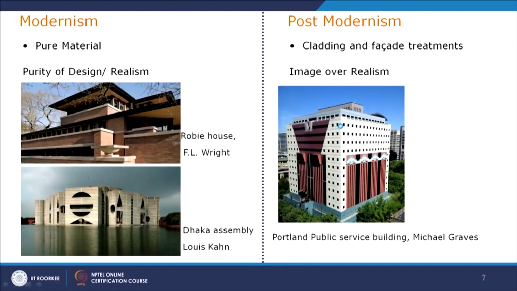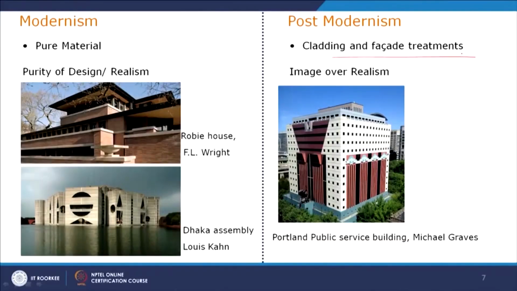Now pure material was there in the modernist movement. We have not seen a cladding of a material. What the material of construction was, was exposed, and sometimes it can just be plaster and pure color. But cladding and facade treatment was one of the important features of postmodernism. What cladding does is, cladding creates a mimicry of a different material and hides the original material.